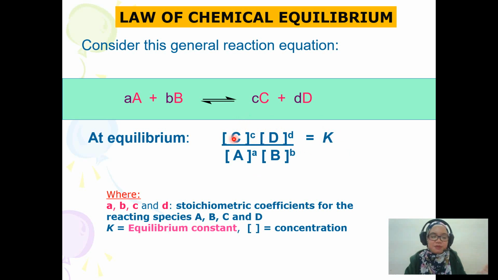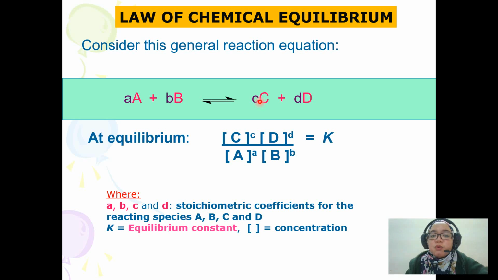The multiplication, korang panggil? The multiplication, the ratio of the product over reactant. So product bahagi reactant. Okay. So apa yang awak kena buat? Awak kena kalikan, you have to multiply all the concentration of product over multiplication of all the concentration of reactant. So for example, the concentration of C to the power of coefficient, because this is the coefficient.